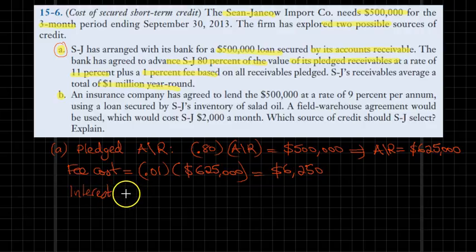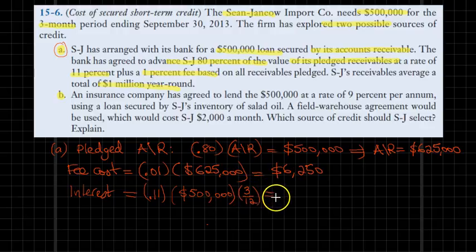The interest expense is equal to, the interest rate is 11%. The loan amount is $500,000, and we are borrowing for a 3-month period, so we can multiply it by 3/12 as well. And as a result, if you do this simple algebra, you should get $13,750.